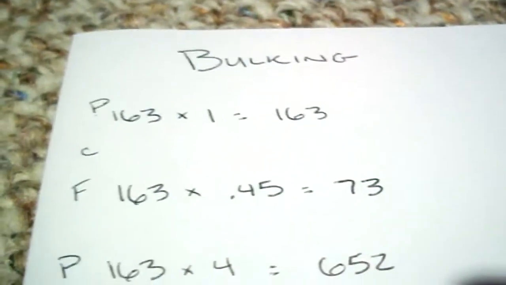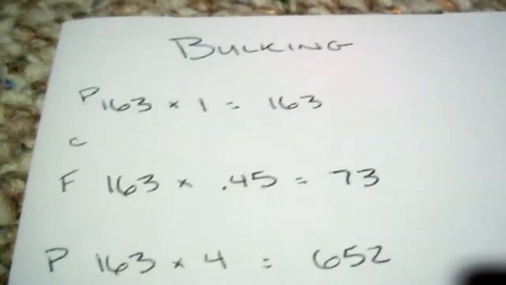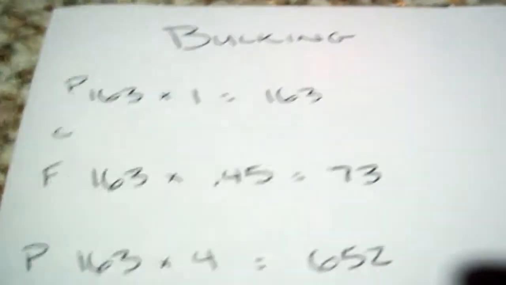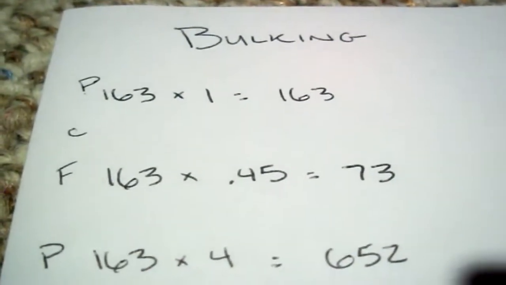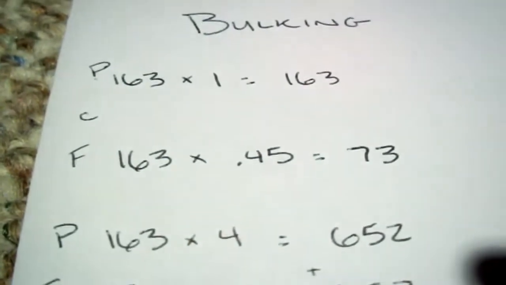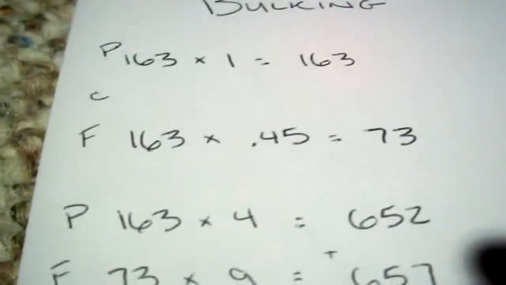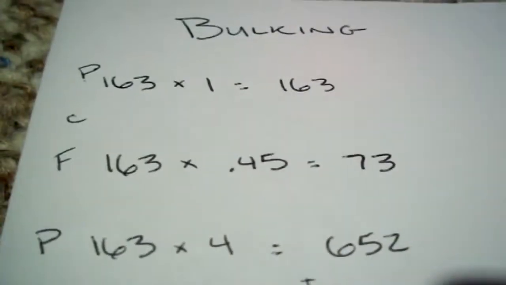So assuming this person weighs 163 pounds, we're going to multiply that by 1. That's going to be 1 gram per pound of body weight. So that'll be 163 grams of protein. For fat, we're going to add a little bit more fat to this, considering you're bulking and you're going to have a little bit more calories to play with. So we'll do 163 times 0.45. I wouldn't go any higher than 0.5 on this. So we're going to do 0.45, and that'll bring us to 73 grams of fat.